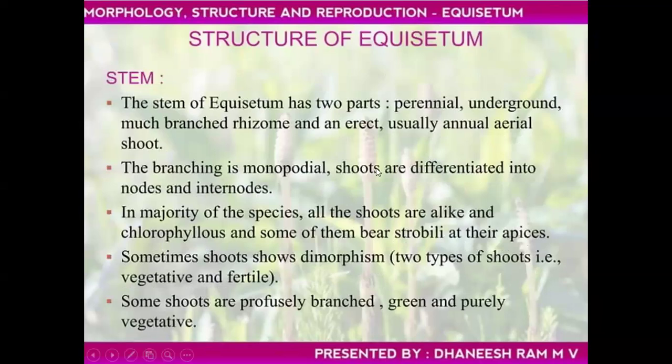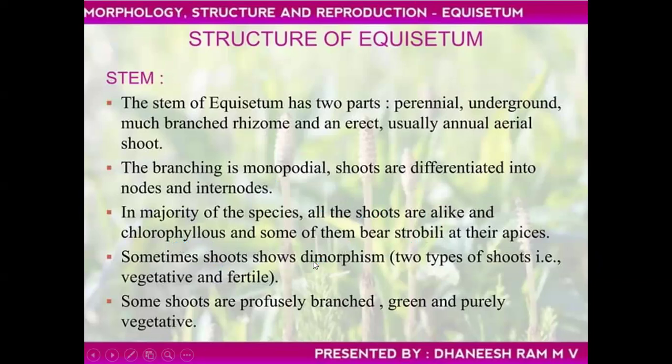Next, we're moving on to the structure of the stem in detail. So the stem is going to have, as I just told you, a perennial underground rhizome and an upper erect annual shoot. The branching of this aerial part is referred to as monopodial branching, that is, it can produce only a single branch. And the shoot system is differentiated into nodes and internodes. In the majority of these species, the shoots are alike and chlorophyllous, and at the tip of the shoot, they bear strobili.